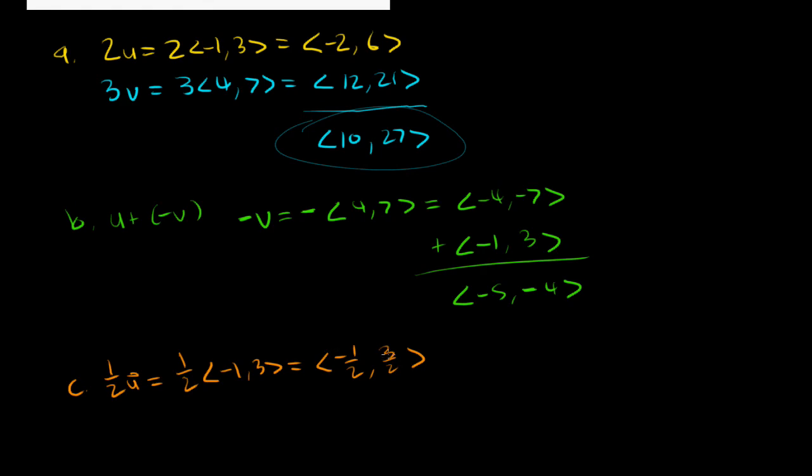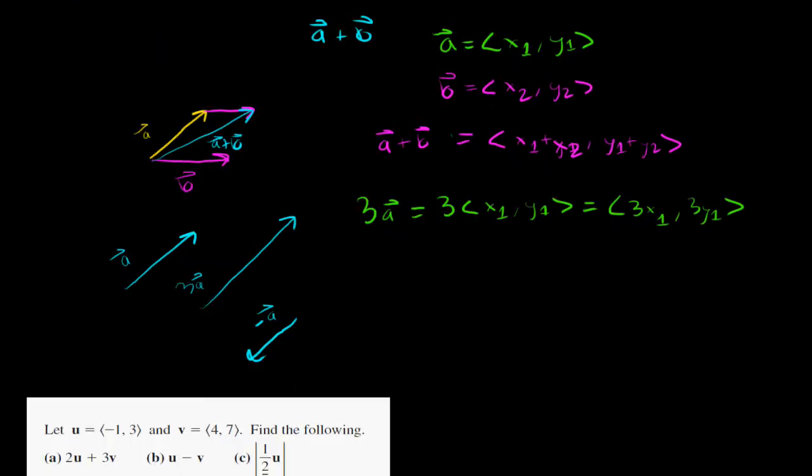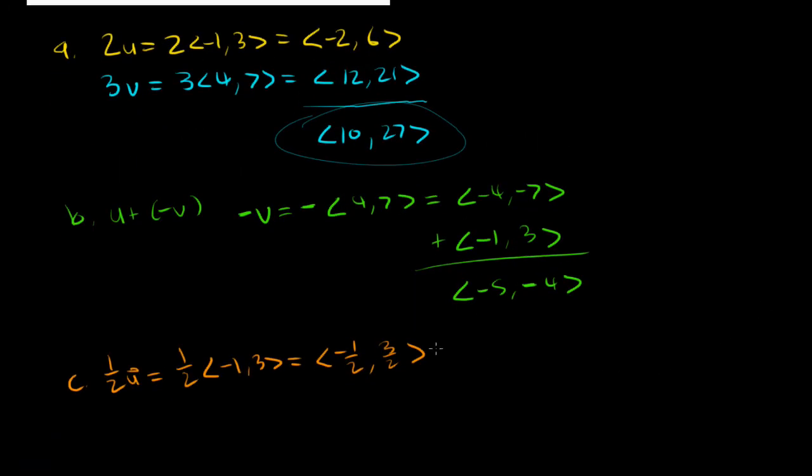Now we're going to use that formula that I showed you a while back to figure out magnitude, since we have the two components now. So that's our a and that's our b. We're going to take the square root of the sum of the squares of the components. So the magnitude of 1/2 u is equivalent to the square root of -1/2 squared plus 3/2 squared.